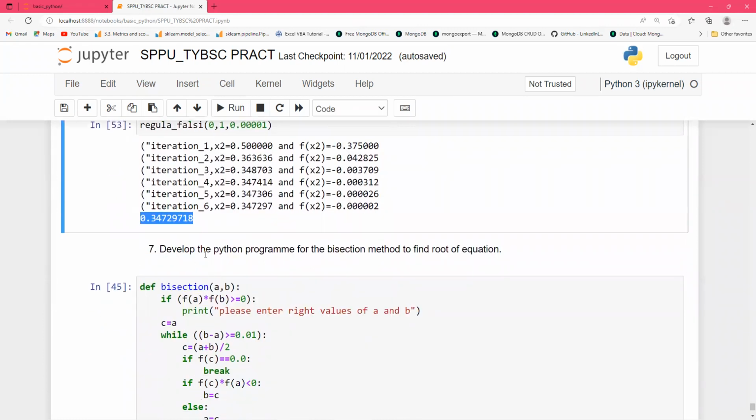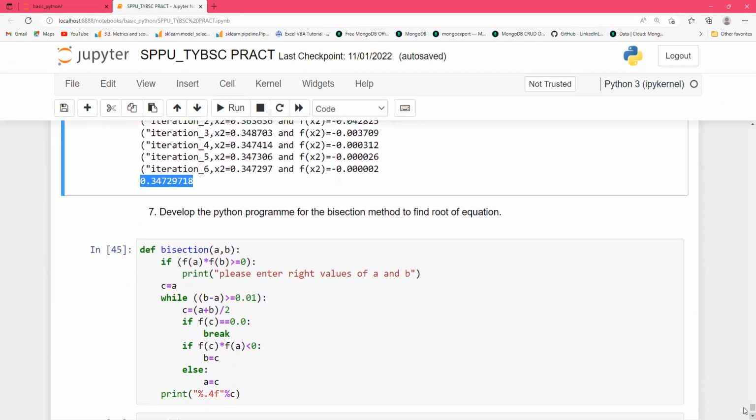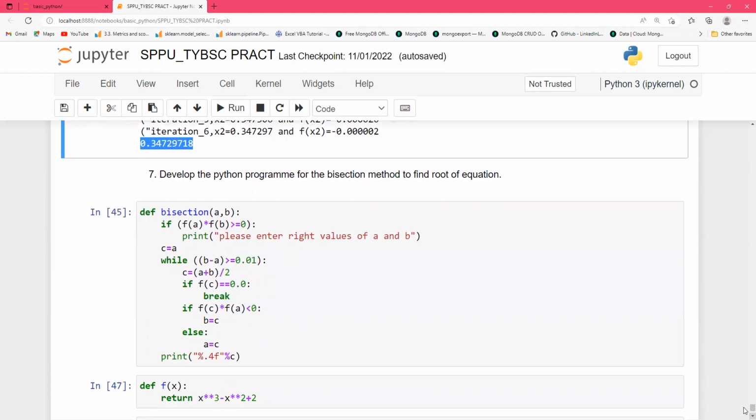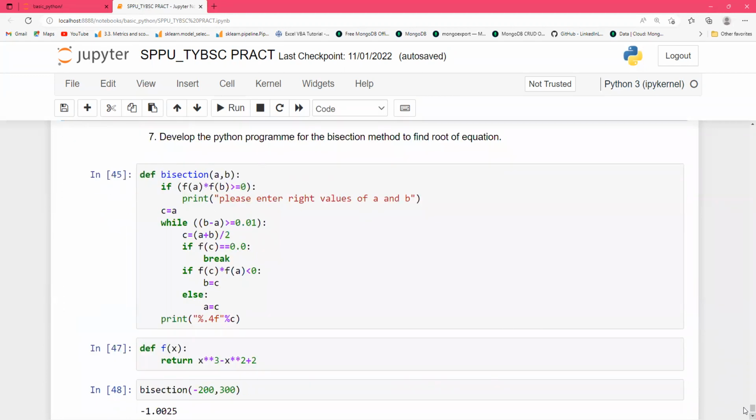Seventh question. We have to develop a Python program for the bisection method to find the root of the equation. I hope, guys, all of you have learned the bisection method. If you have not learned the bisection method, you can learn it on Google itself. You can just type bisection method in mathematics on Google, and you will get it. Okay. So I'm defining this bisection.